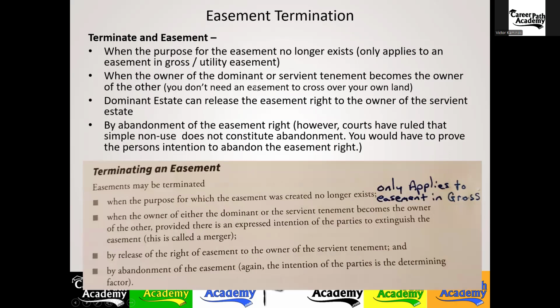When the owner of the dominant or servient tenement becomes the owner of the other. You don't need an easement to cross over your own land. When the dominant estate releases the easement right back to the servient estate, they could give up their easement rights. Or by abandonment. However, keep in mind, courts have ruled that simple non-use does not constitute abandonment. You'd have to prove the person's intention was to abandon the property, and good luck with that.